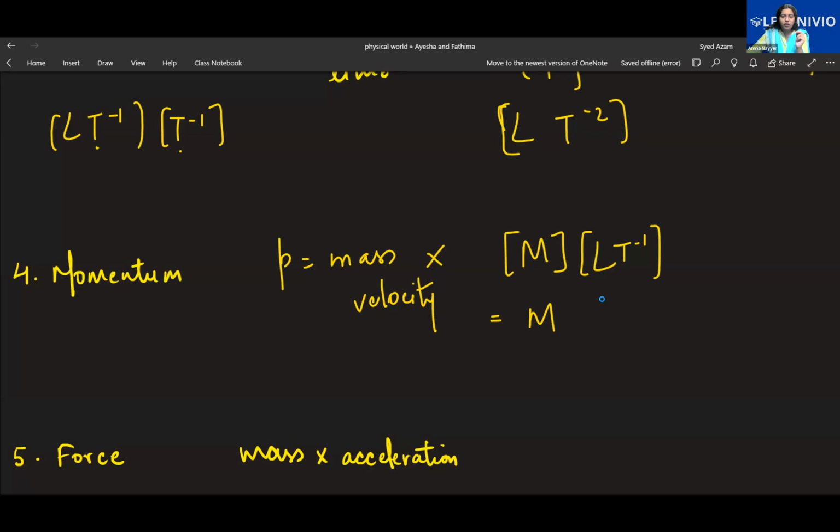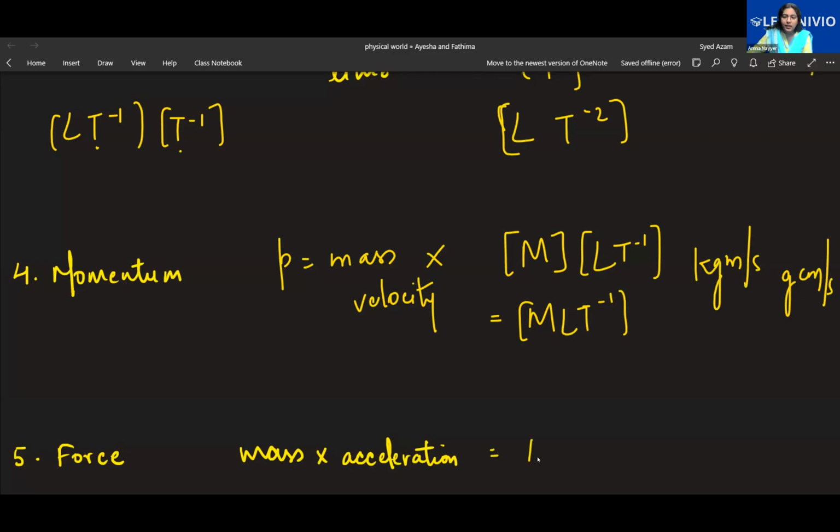So basically, when you have mass into velocity, the mass dimensional formula you already know. The velocity dimensional formula we have calculated from the above part. So when you are calculating the dimensional formula for momentum, it is mass multiplied by velocity. That is MLT to the power minus 1. Now class, the SI unit also has to be written like this. If mass is kg, we'll write kg. Velocity is meter per second. Sorry, this is the SI unit. Gram centimeter per second is the CGS unit.